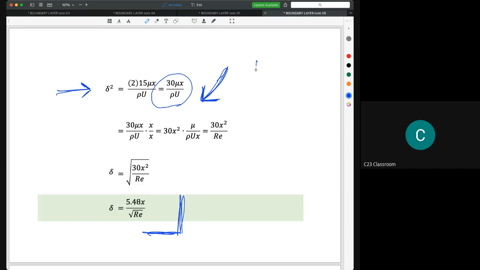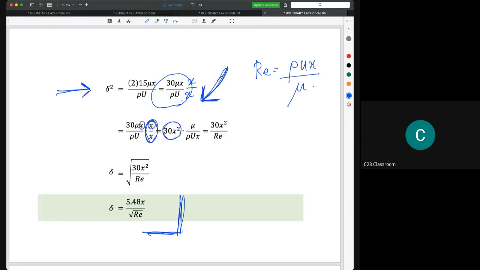Sedangkan kita tahu bahawa Reynolds number adalah sama dengan rho u x over mu. So dekat bawah ni kita tak ada x. So jadi apa yang kita buat, kita tambahkan x di sebelah bawah, bermaksud kita kena darab x di sebelah atas. So that's why we need to multiply this term with x over x. Means when we have x over x, we could have 30x square. So we have 2x here.